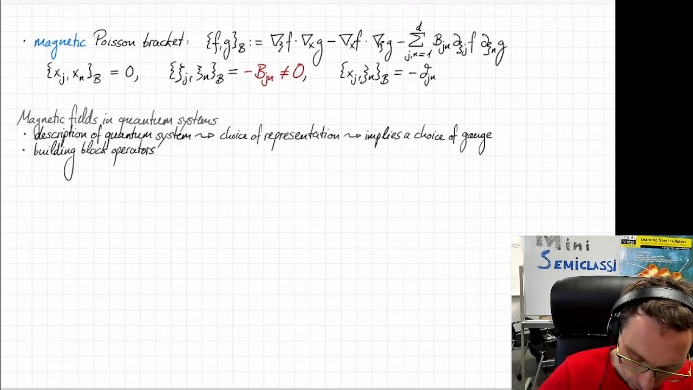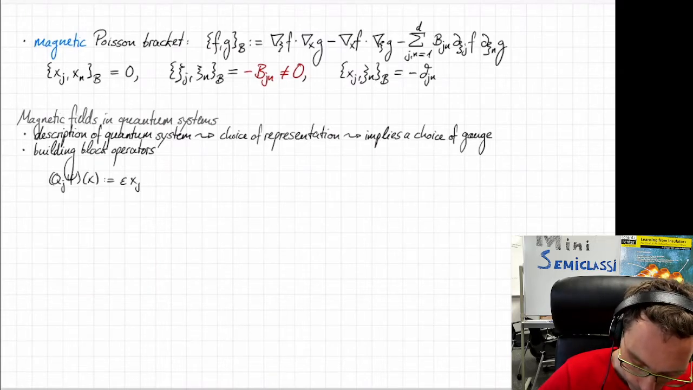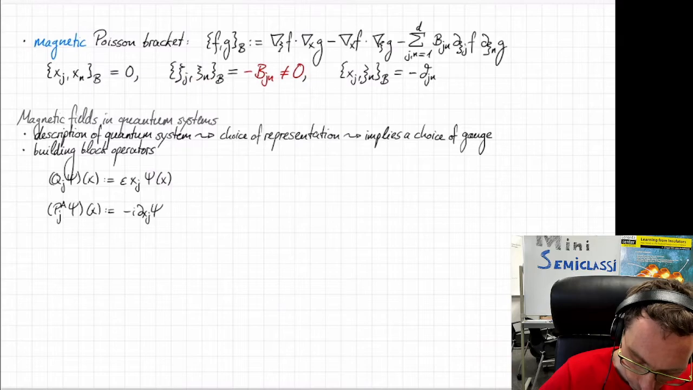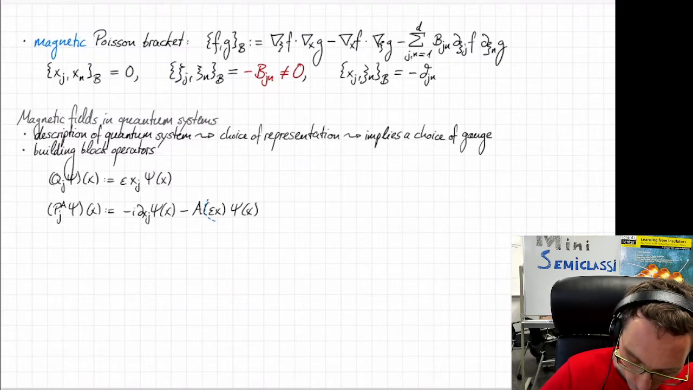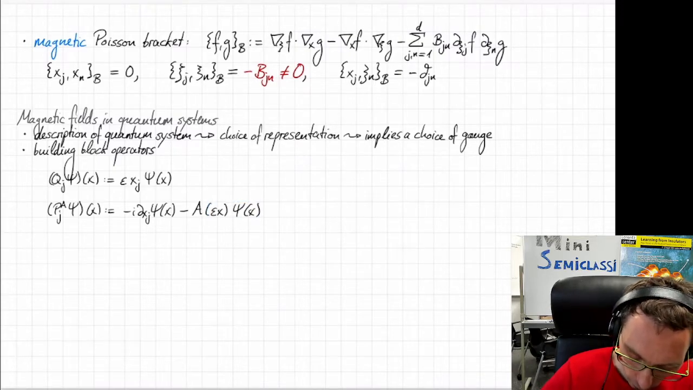are now position. Okay, we change nothing about position, of course, just like in the classical system. And momentum, where now we have to choose a vector potential A. And this is just minus i times the derivative in the jth direction of psi minus A of epsilon x times psi of x. And of course, here we're choosing the jth component of the vector potential.